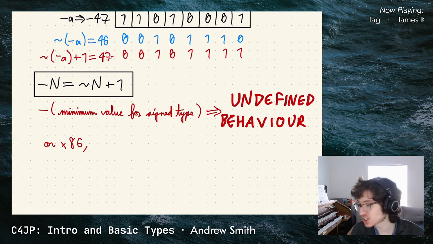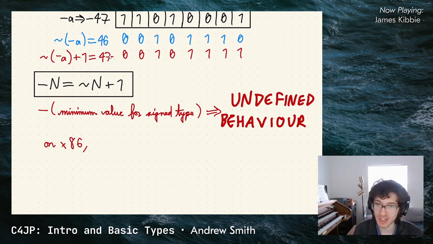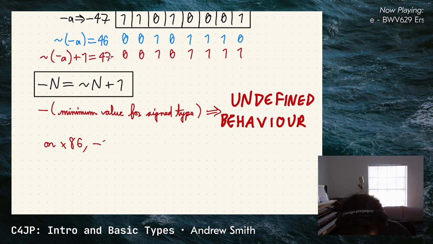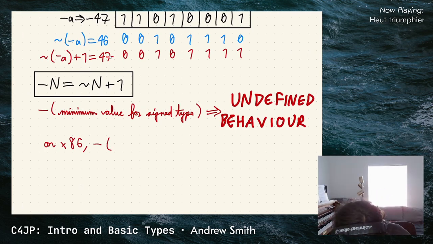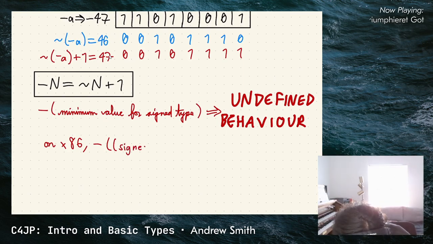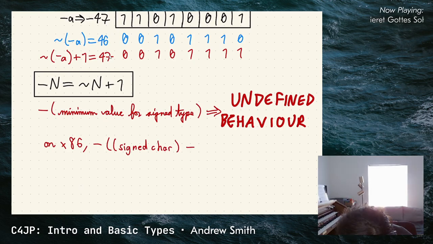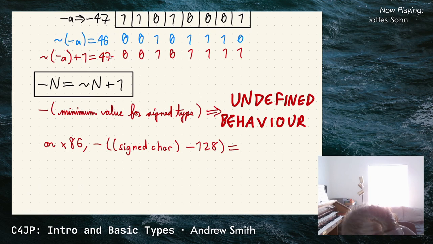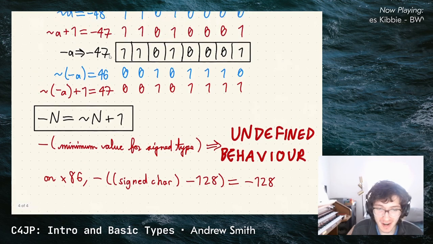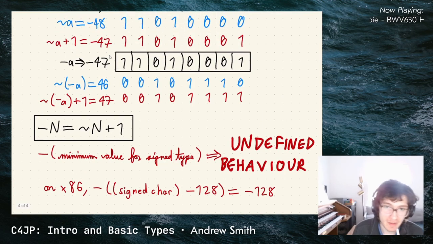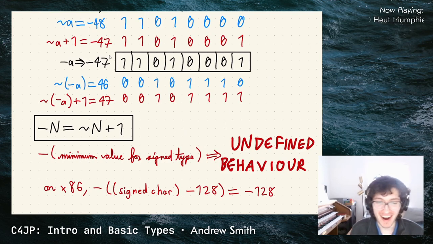on x86, negation of a signed integer value is literally done using this operation: complement plus one. And so if we do negative negative 128, so we do negative signed char negative 128, it is equal to negative 128. The reason that happens is it's just doing this exact same process. We're going to do a bitwise inversion of all the bits and then add one. So it's negative 128.